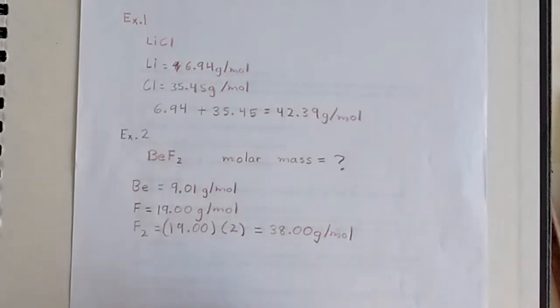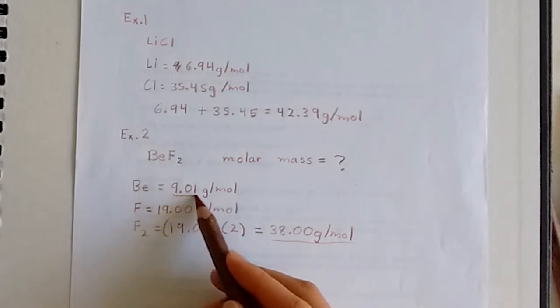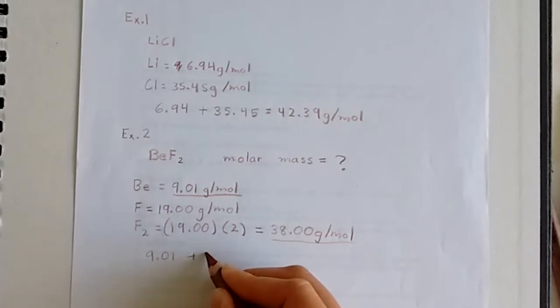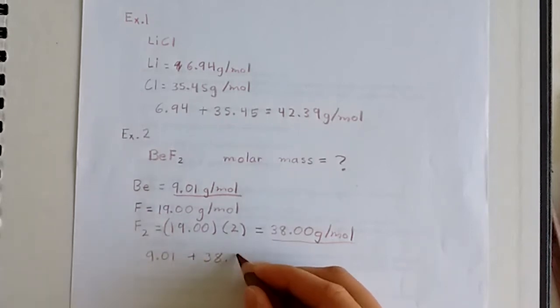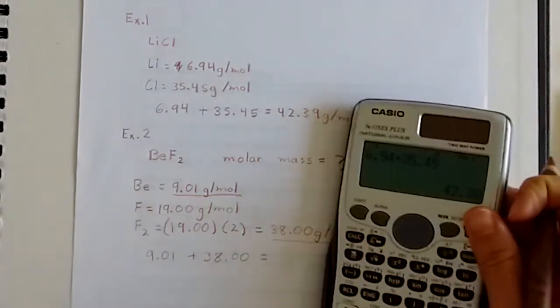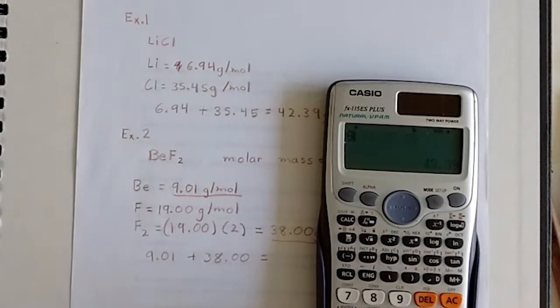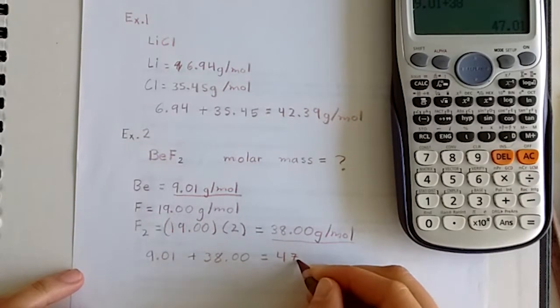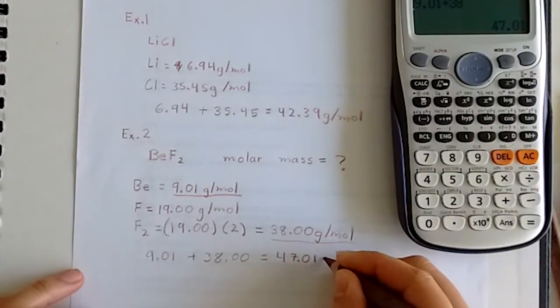So now that we have our 2 numbers here, we can add them up. So 9.01 plus 38 is 47.01 grams per mole.